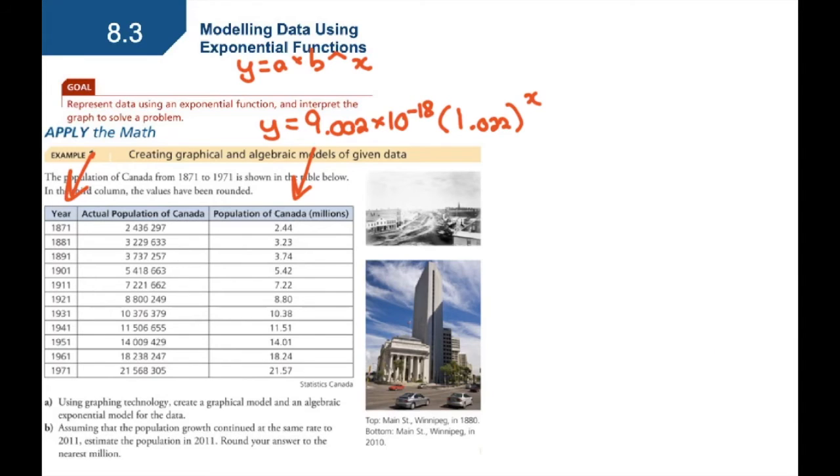Question B, assuming the population growth continued at the same rate, estimate the population in 2011. 2011 is the year, and the years are what we used for x. So we will be taking the equation and substituting in 2011.